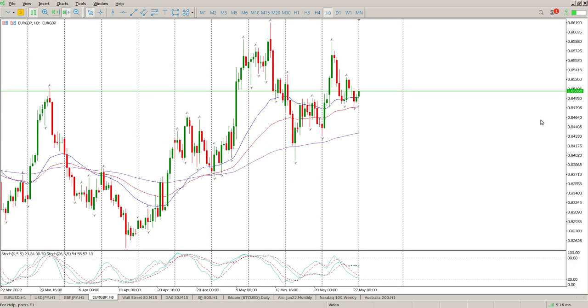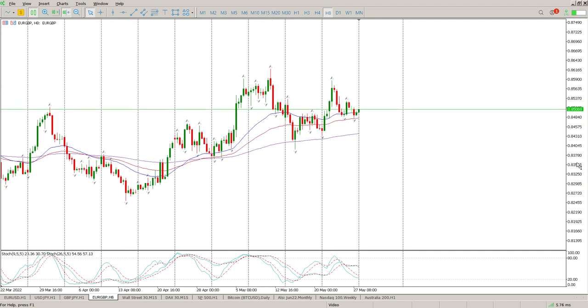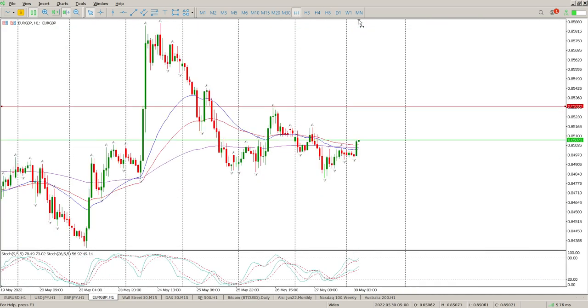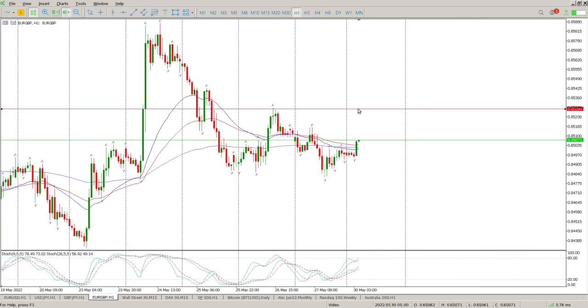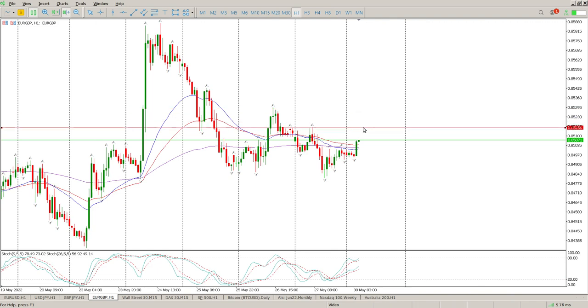Euro British pound, it keeps looking like it wants to get going, and it does look like it's forming a bit of a flag here at the moment, but for all intents and purposes, it's going to need to break above there. And let's get down to the hour for that one. So actually I would just fine-tune that. If we get a break and retest of Friday's high, that would give me some confidence that we're moving to the upside, and that's 0.85158.